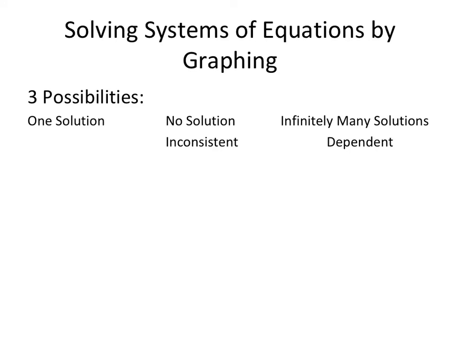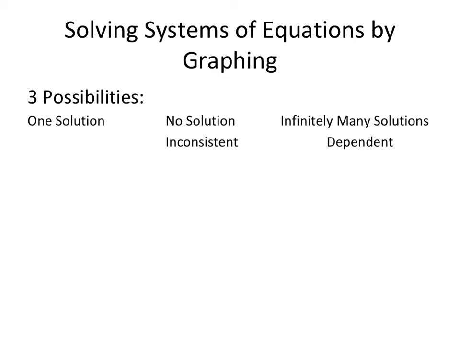So when we're solving systems of equations by graphing, we basically just graph each of the lines and find their intersection point, because wherever they intersect, that point is a solution to both equations, solution to both lines, right? It lies on both lines, so that's the solution.